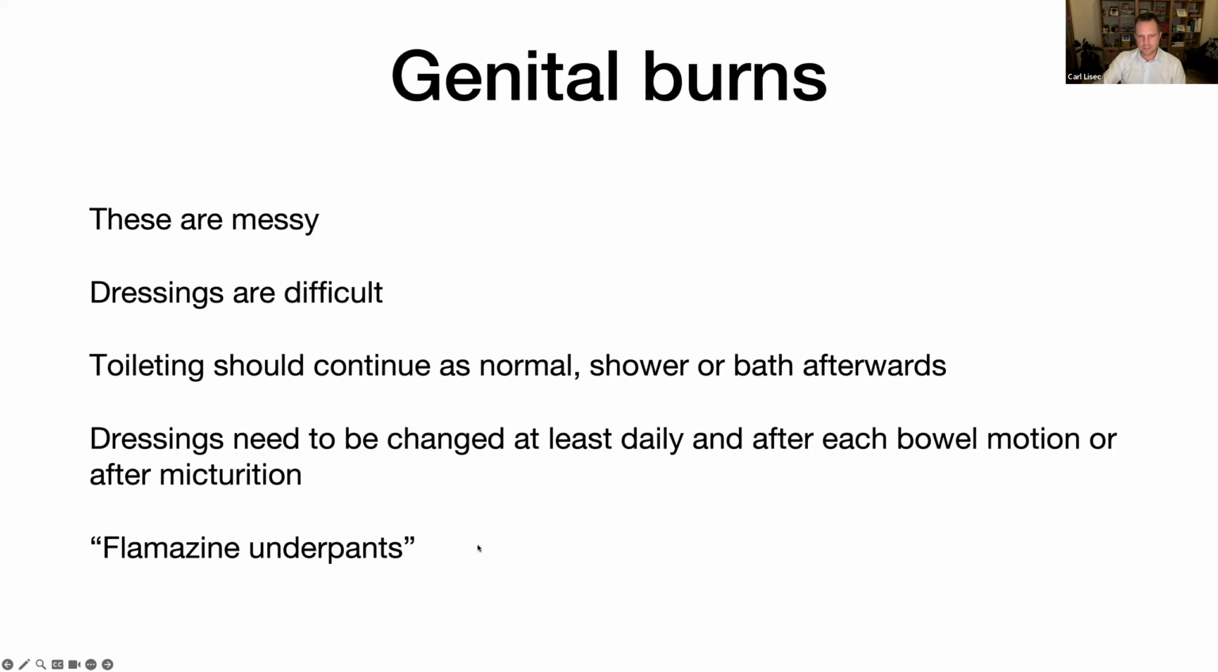And we tend to get a big continence pad or something similar and just smother the whole area with Flamazine. It's probably Flamazine for perineal genital burns is probably the best, because trying to get gauze dressings to stick in those areas is nearly impossible. So just lots of Flamazine in a sort of pad or a nappy or a continence pad, and then just changing it regularly is the key.